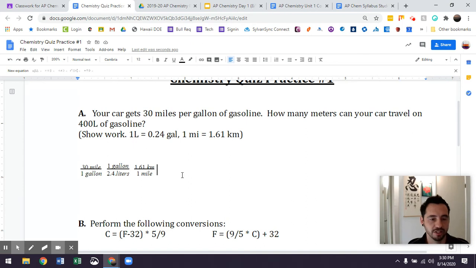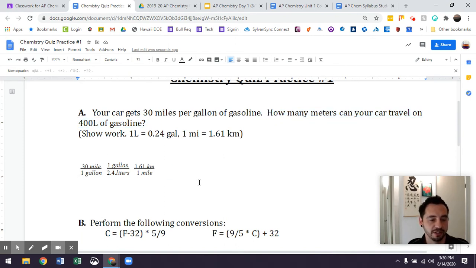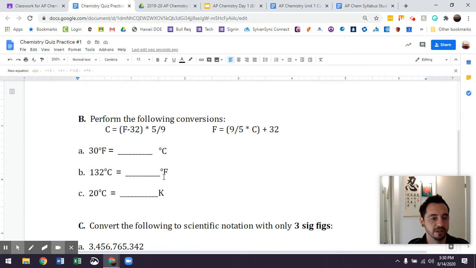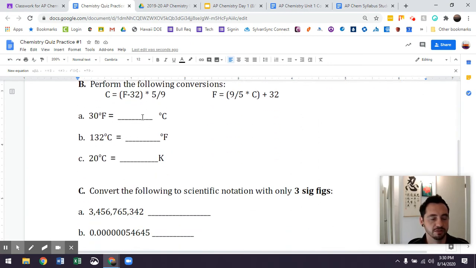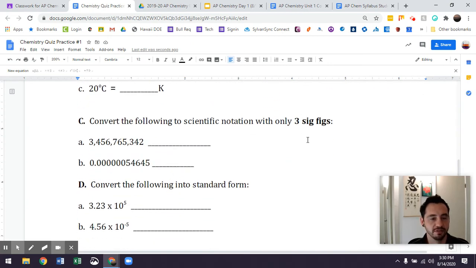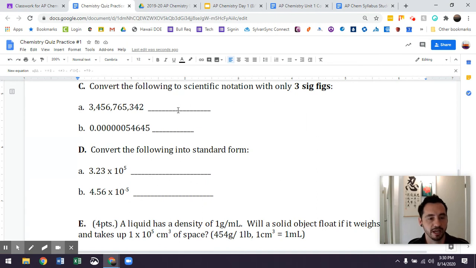Okay. So just continue doing those conversion factors until you find out how many meters you can travel in 400 liters of gasoline. I already gave you a good portion of it. For the conversions, you don't need to show work. You just write the answers. For the scientific notation ones, you don't have to show work either. You can just write the answers.